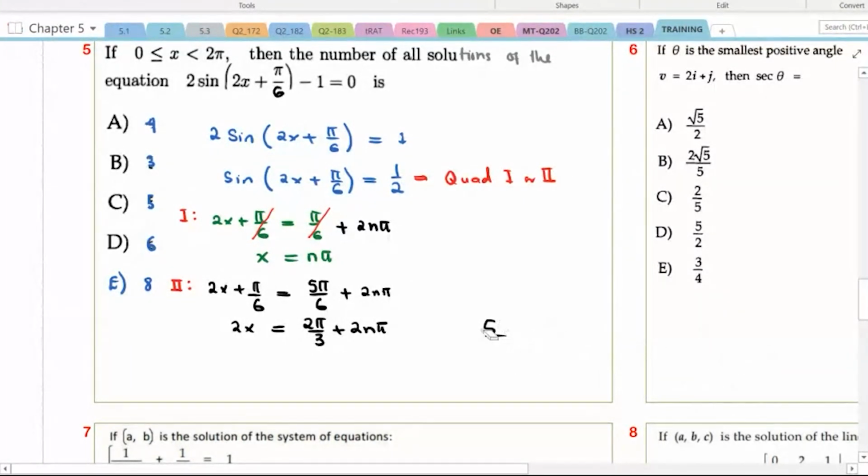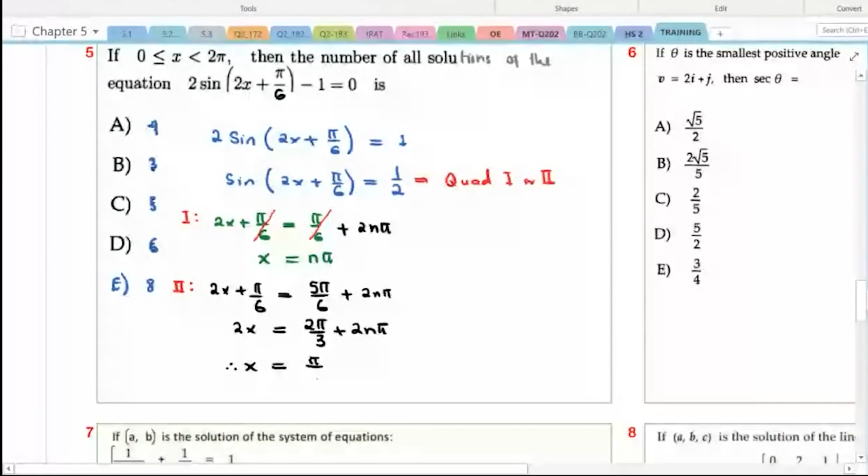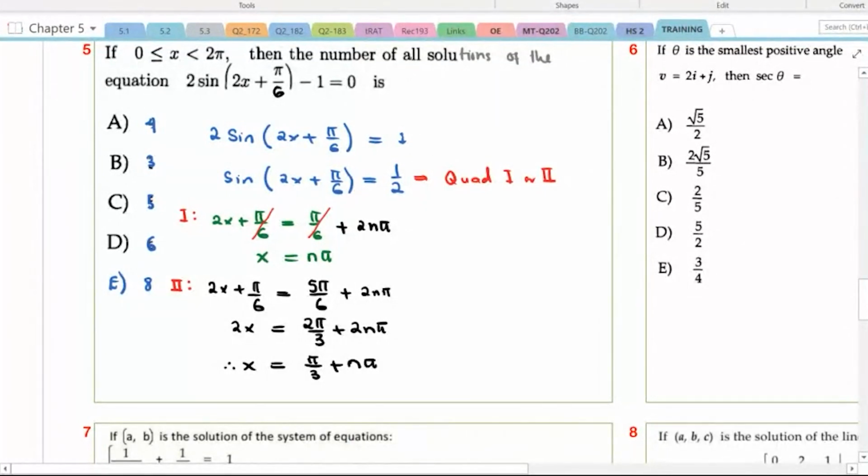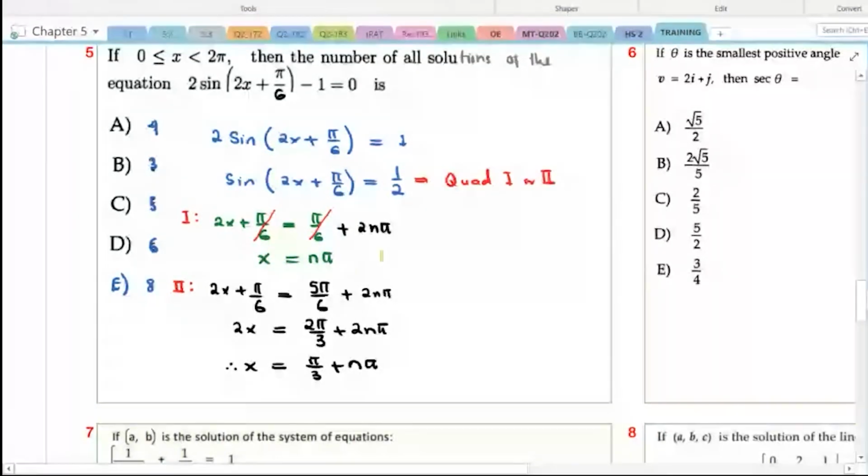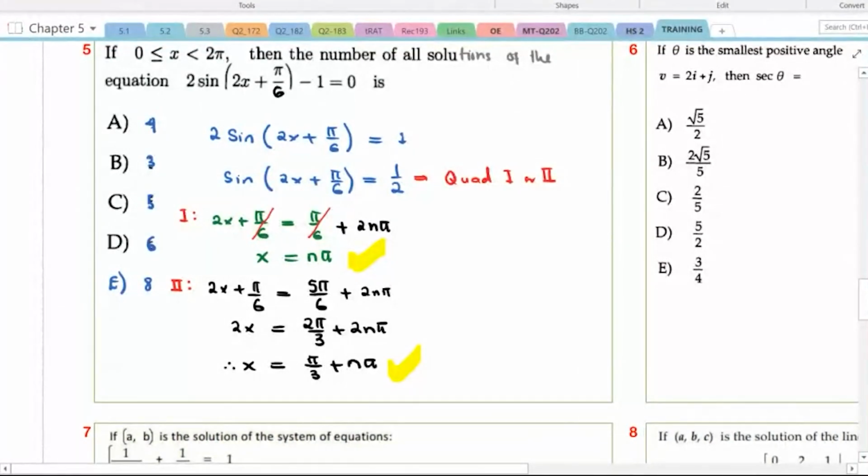Then let us divide both sides by 2. So therefore, we get x equal to, when I divide by 2, pi over 3 plus n pi. Now, gentlemen, we have 2 general solutions here, this and this. We are looking for the number of solutions in the interval from 0 to 2 pi, where 2 pi is open. So what do we do, gentlemen?